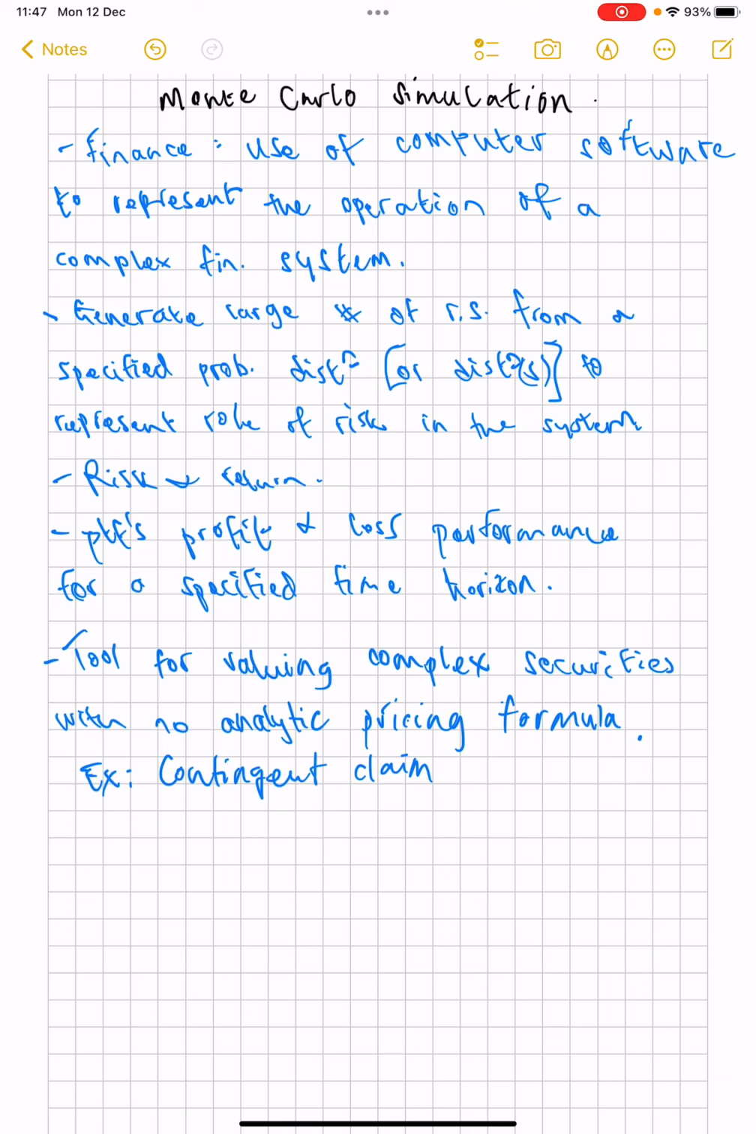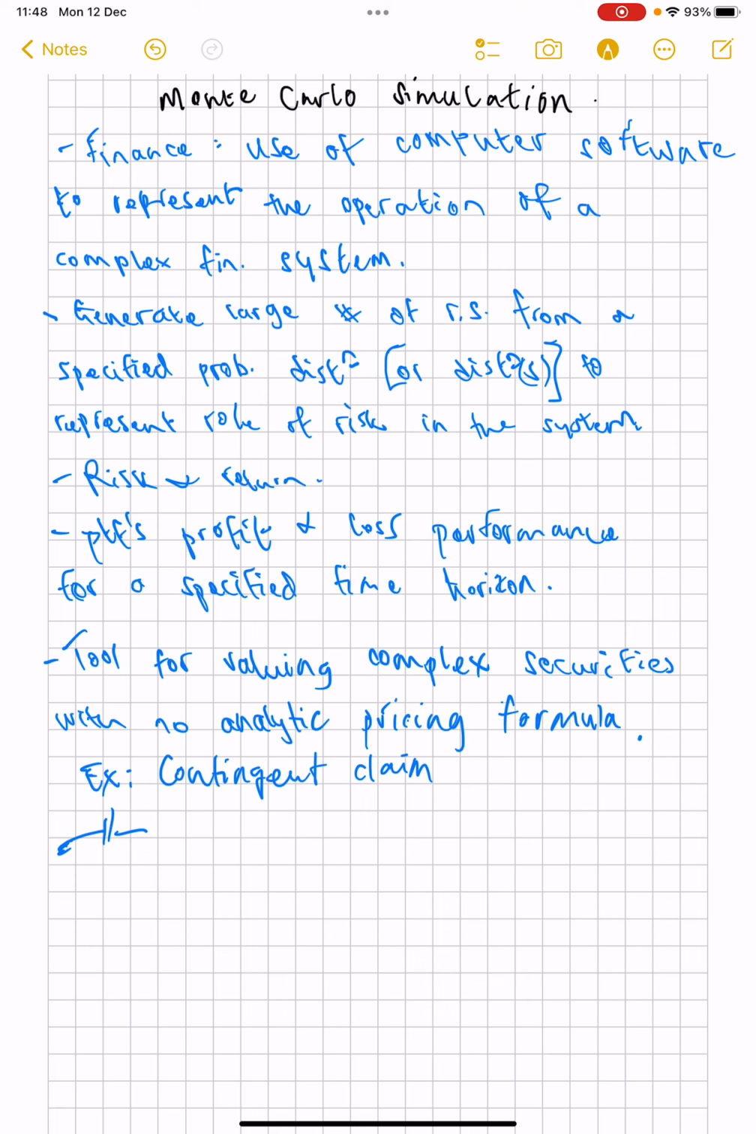For example, we want to use it to value a contingent claim for which there is no analytic pricing formula available. I want to value a contingent claim having a value at maturity equal to the difference between the underlying stock price and the average stock price during the life of the contingent claim, or $0, whichever is greater.